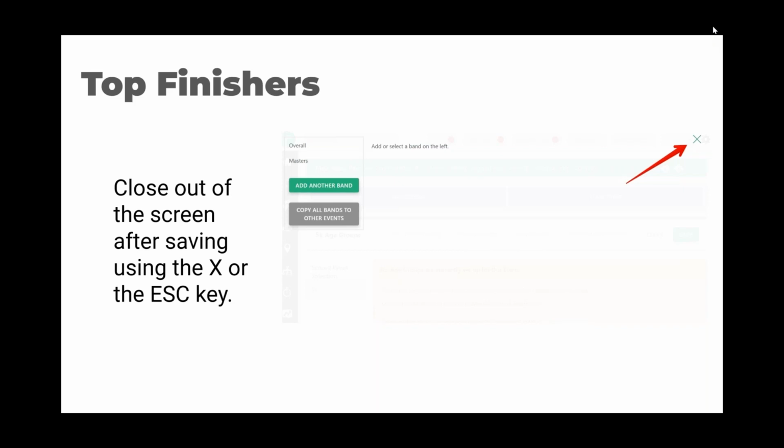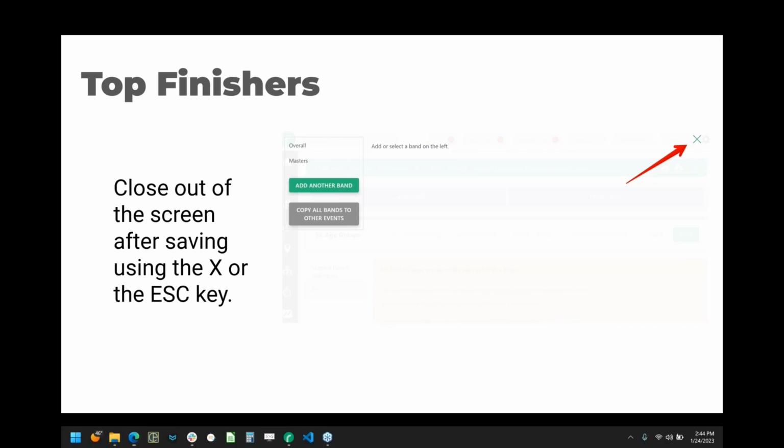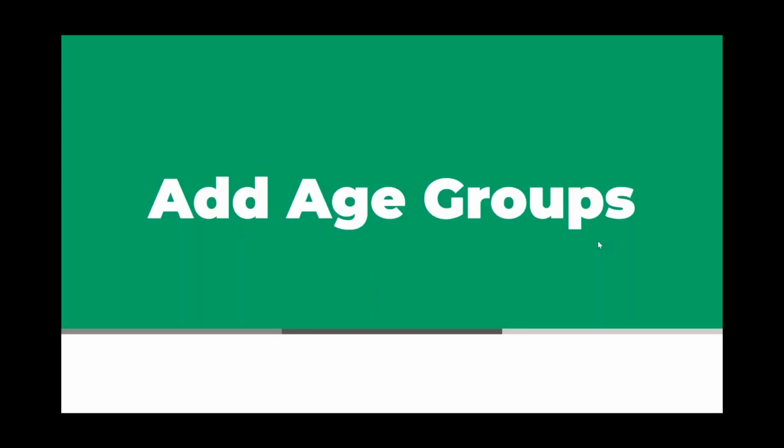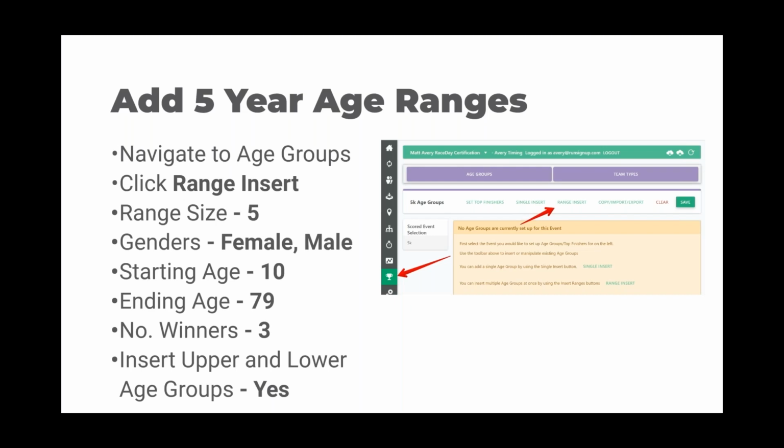And let's see. Next, we are going to add age groups. Let me see if we have a poll at the end of age groups to see if everybody's on the same page. So we're going to get through age groups and then poll. Age groups are pretty straightforward. They are your ranges of age groups that you want for this race. So we were already in the age groups area. We're going to click range insert in the little toolbar here. This is the really fast way to add a bunch of age groups at once.